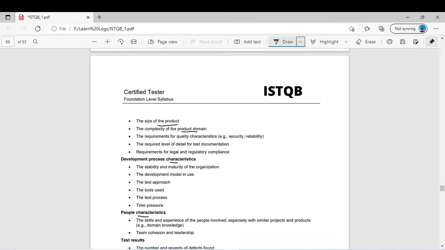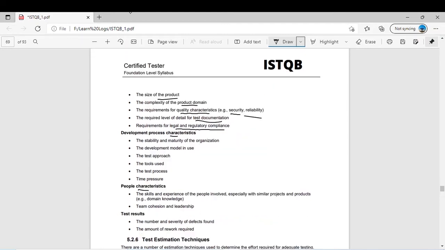The complexity of the product domain, yes. The requirements for quality characteristics, like how strict our customer is about security, portability, reliability, usability. Based on that, your test effort will vary. The required level of detail for test documentation, for sure. Requirements for legal and regulatory compliance: you have to be very sure about regulatory compliance. You have to think not only about testing for the standards, but also about restrictions from the government side for regulatory testing. So that will need some effort.